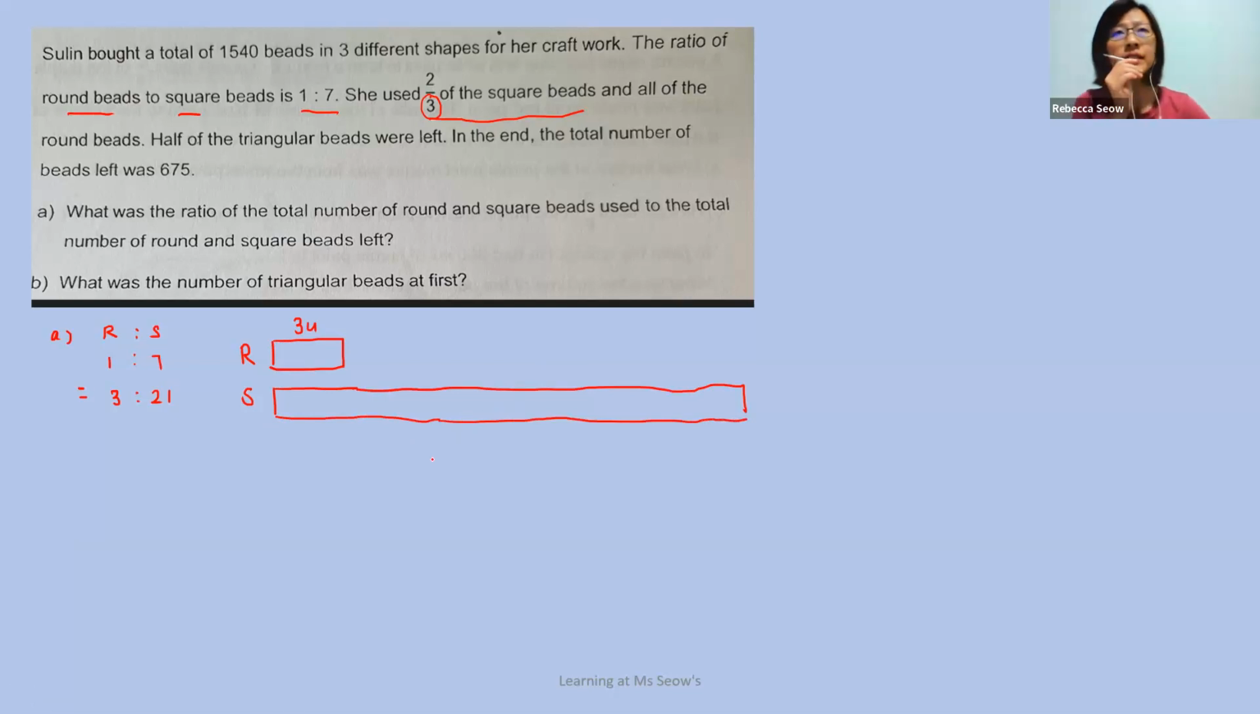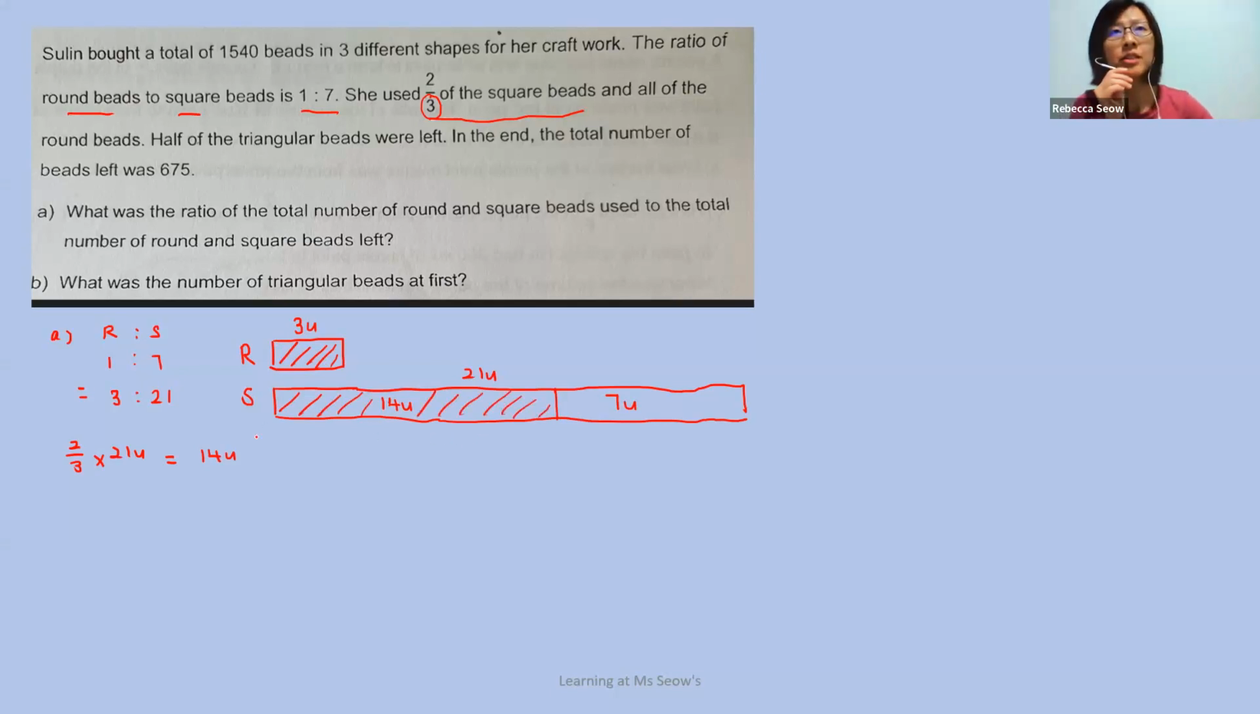Okay, and out of the 21u, let me just break it down into 2/3 being used and 1/3 left. So how could I break it down? Let's see. 2/3 of the 21 units that were being used, that would make up 14 units. Okay, so perhaps I would break it down into this. This will be 14u and this will be 7u. Okay, now with reference to the round and the square beads, all 3 units were being used for round. Okay, and for square, it's just 14 units being used and 7 units left.